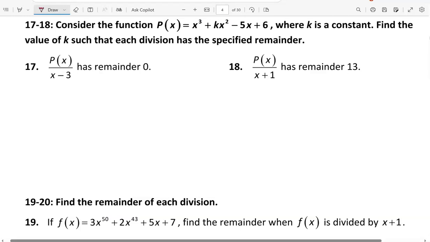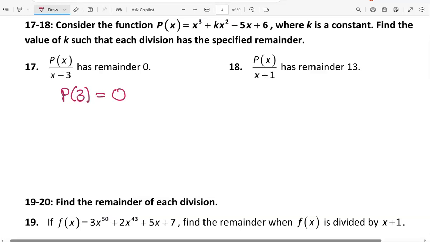The previous two exercises, which expounded on the remainder theorem, are what we're going to use to do numbers 17 and 18. If when we divide p of x by x minus 3 the remainder is 0, that implies that the value of p of 3 has the same value as the remainder, so p of 3 is going to have to equal 0.